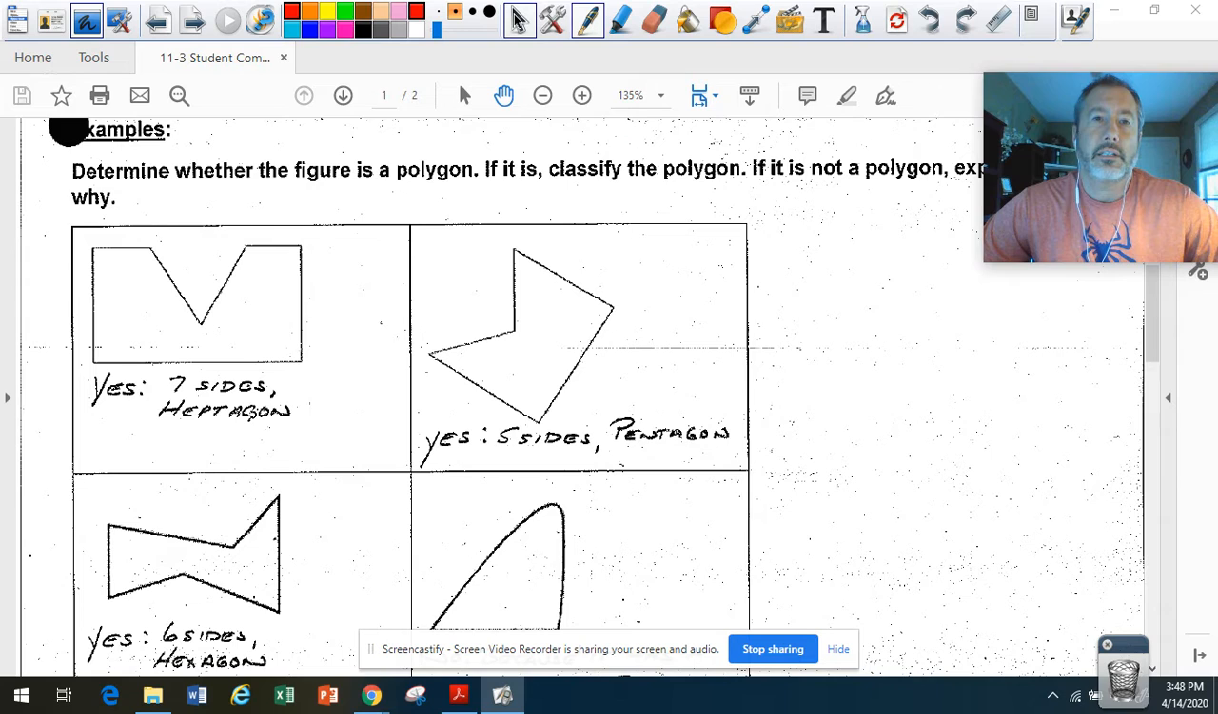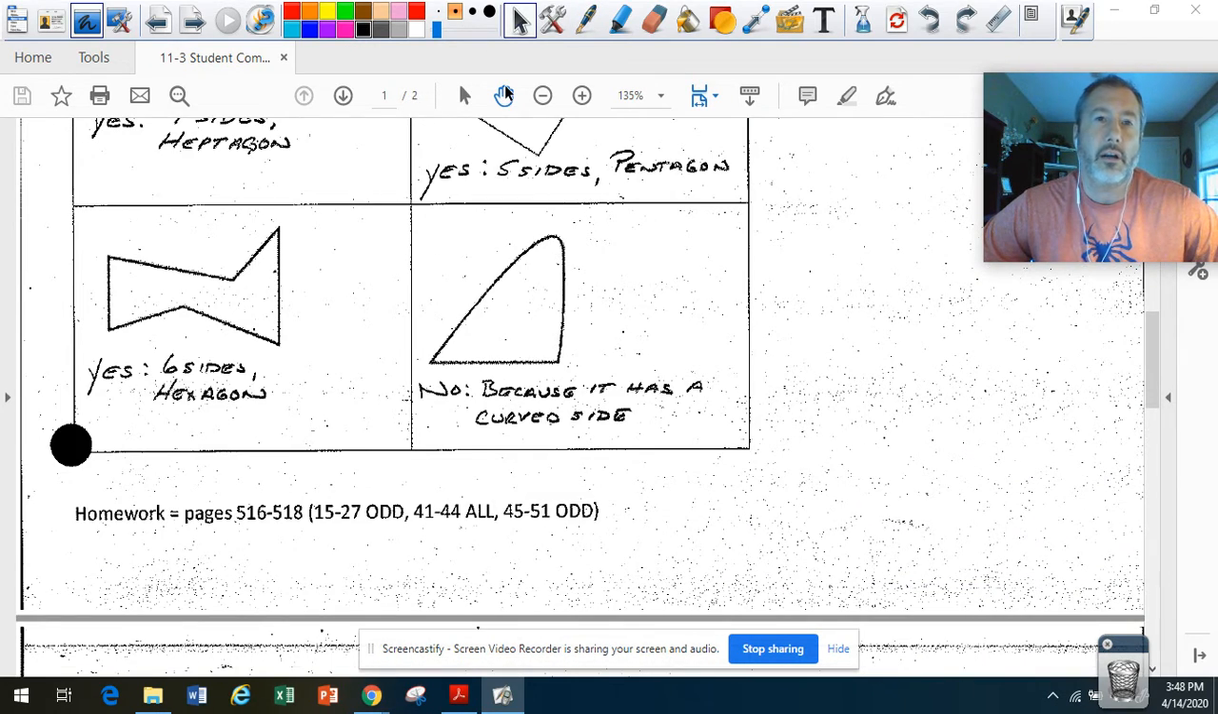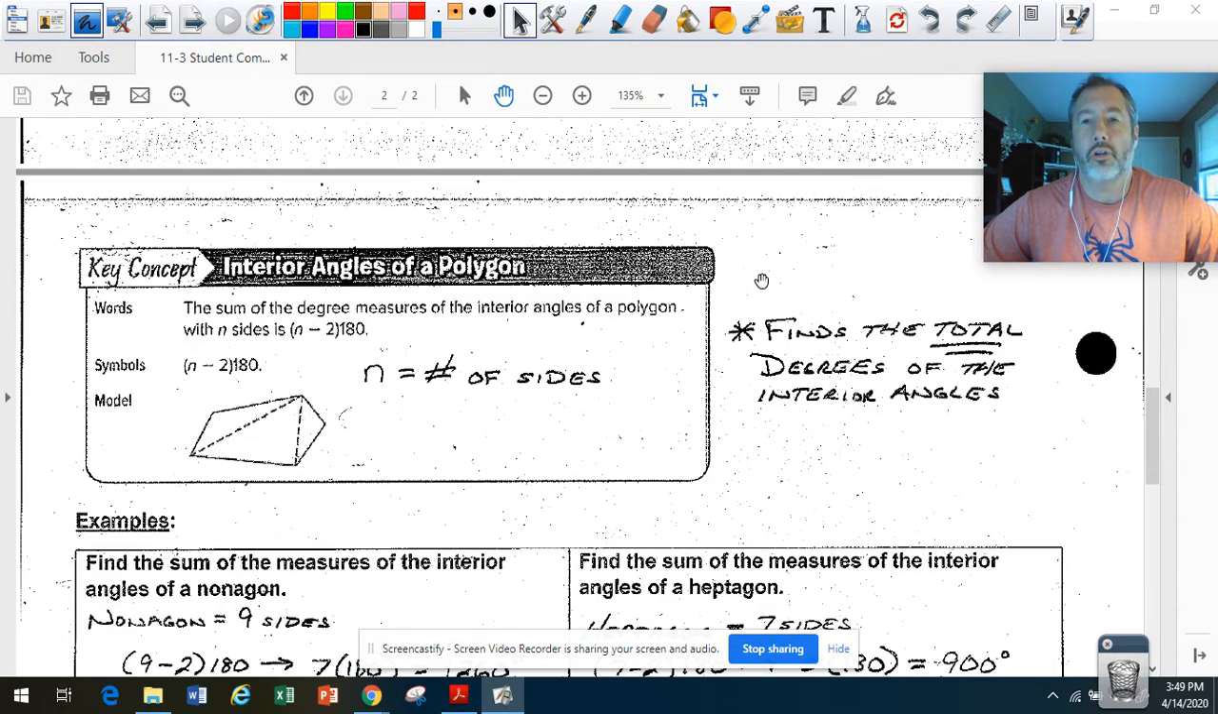Very good. Let's continue to scroll on down here. Let's look at this one. First of all, is it made up of line segments? Yes, it is. Is there any overlapping? No. Is it closed? Yes. So 1, 2, 3, 4, 5, 6. 6 sides. This is a hexagon, a concave hexagon. Let's look at the last one here. We have a curve. Automatically, when we see that curve, it is not a polygon because it has a curved side.